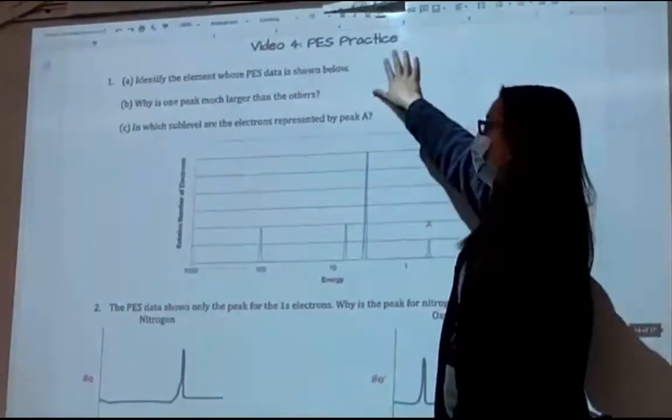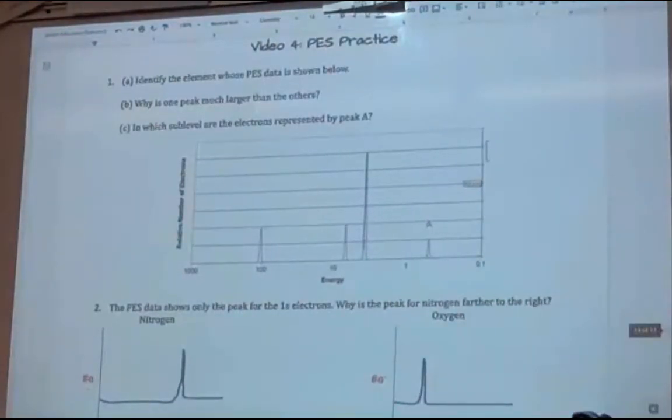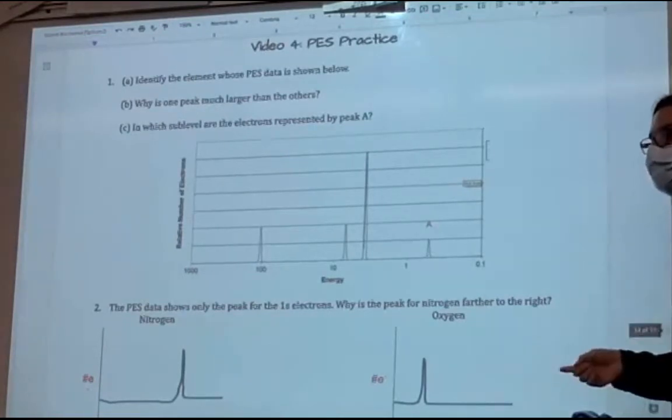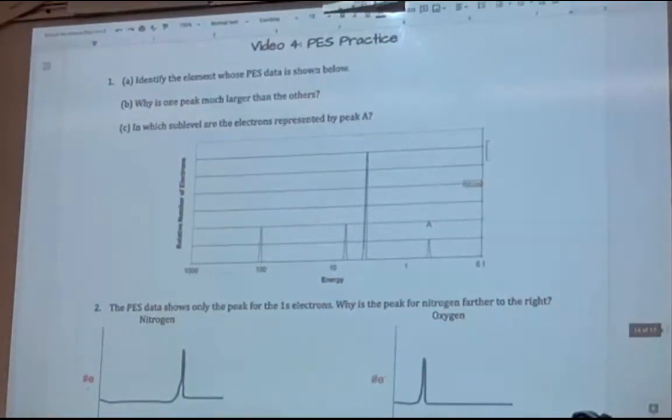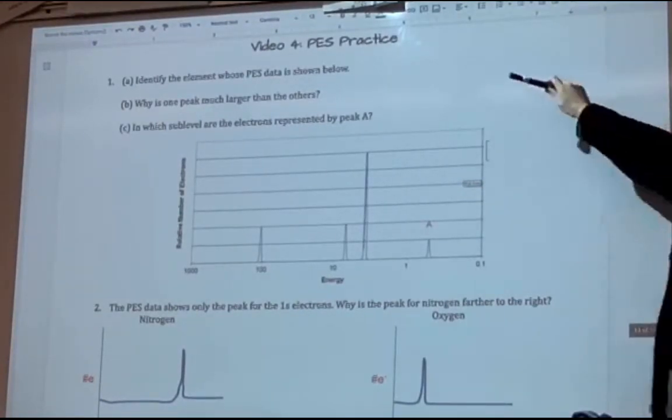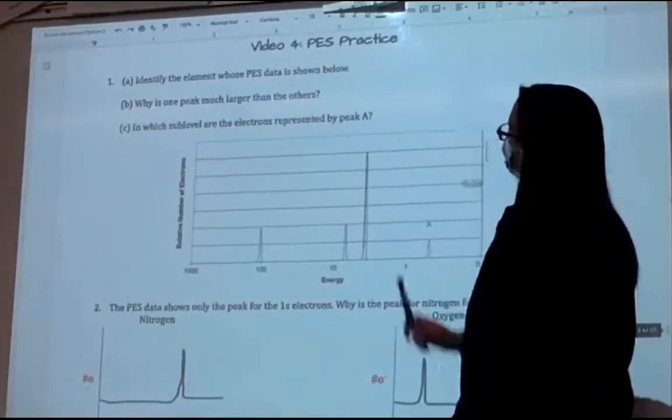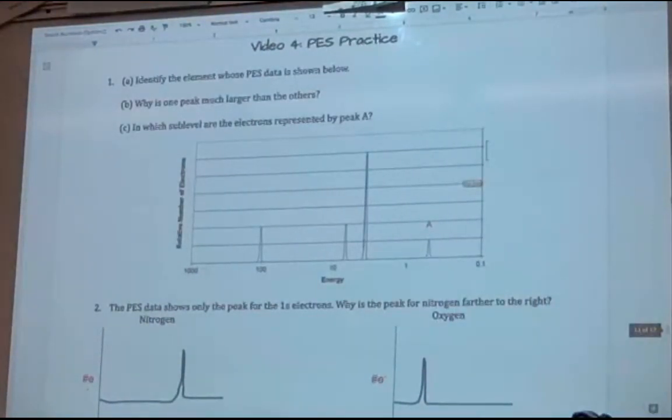This is right out of your notes packet. I just pulled the notes packet up so that I could write on the board, so that everybody at home can see it a little bit better, because my document camera apparently does not connect to my laptop well. We're going to go through the first two questions together. Number one says, identify the element whose PES data is shown below.